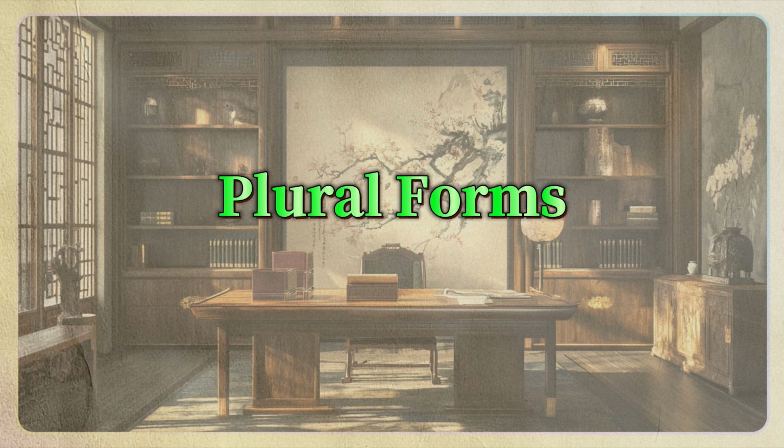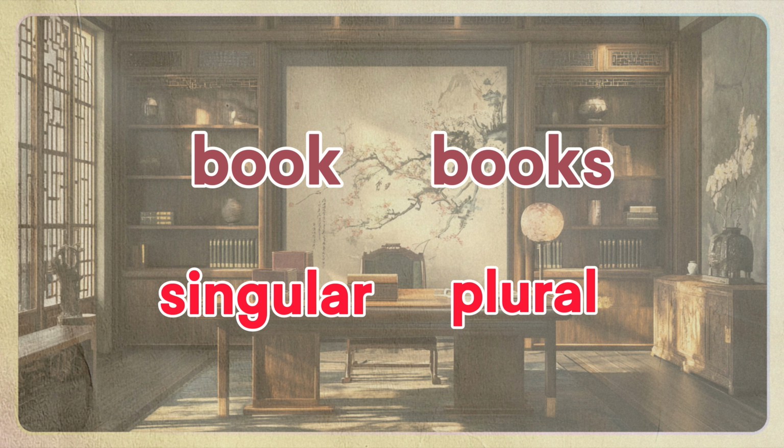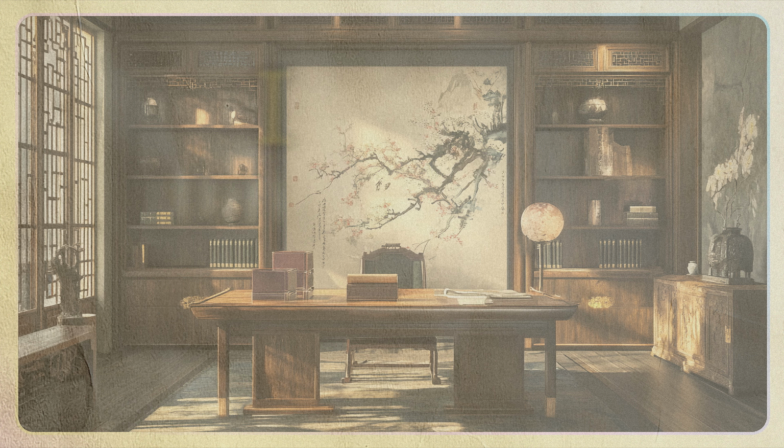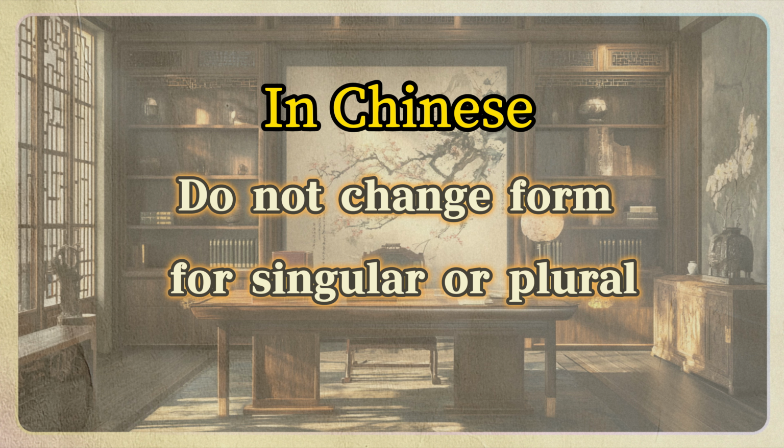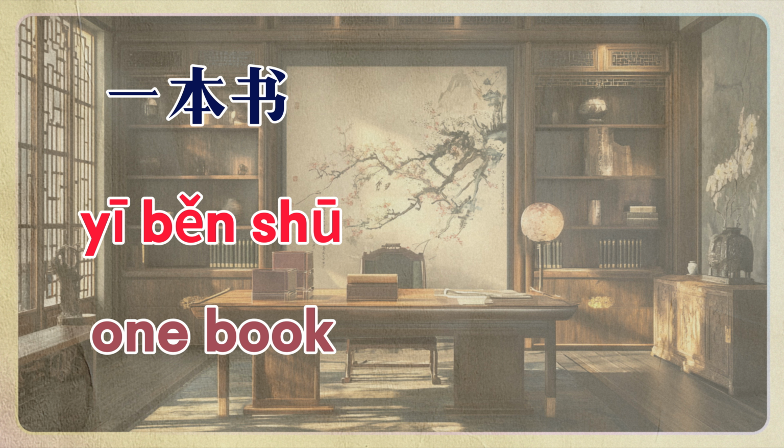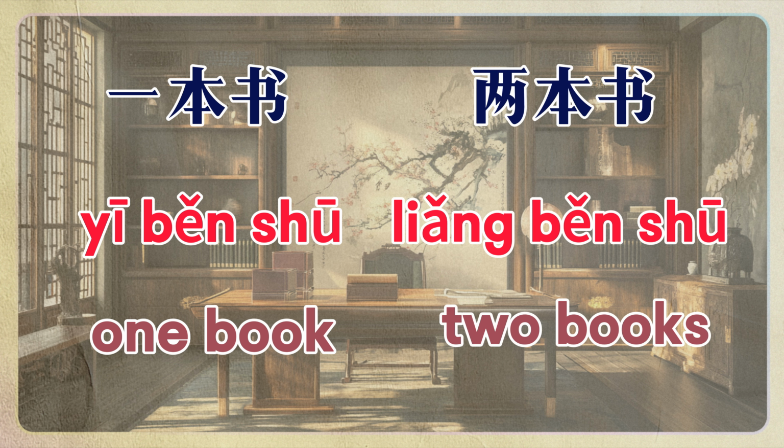6. Plural forms. In English, nouns have singular and plural forms. For example, book and books. In Chinese, nouns typically do not change form for singular or plural. For example, 一本书 means one book. And 两本书 means two books.